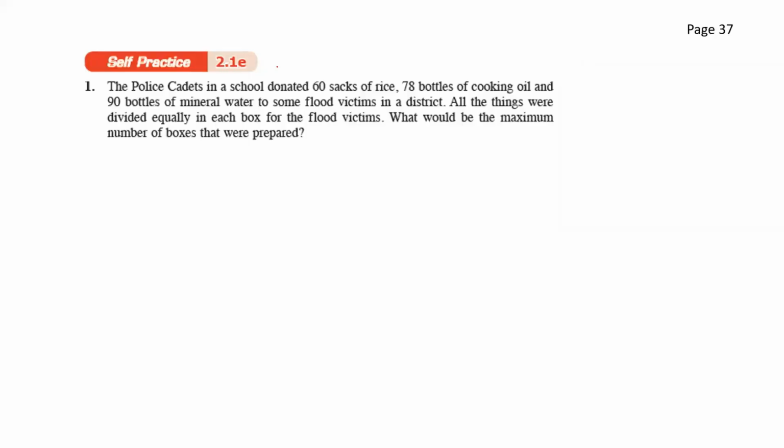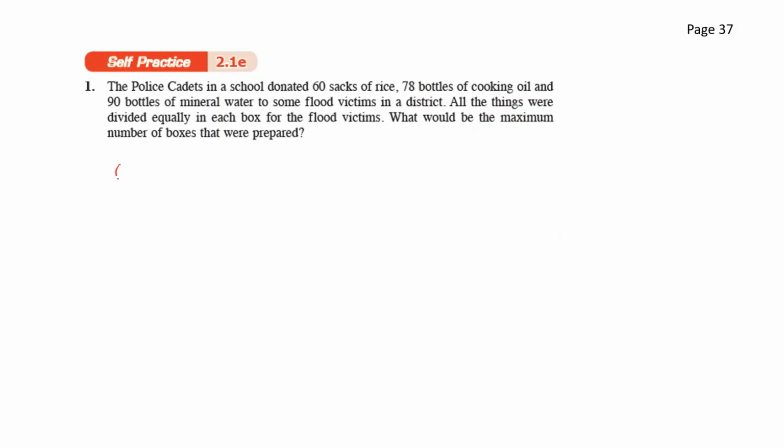Next for 2.1e, the police cadets in a school donated 60 sacks of rice, 78 bottles of cooking oil and 90 bottles of mineral water to some flood victims in a district. All the things were divided equally in each box for the flood victims. What would be the maximum number of boxes that were prepared? So here we will have to find the highest common multiple.